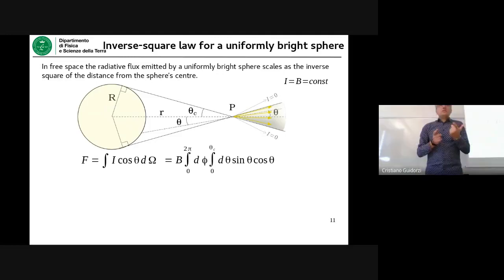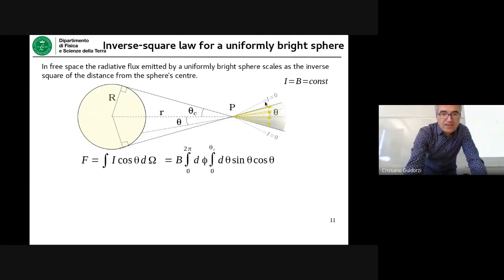And what are the boundaries of the integral over the polar angle? Well, between 0 and what? The angle which defines that cone, which I called theta c. You see, theta c is the boundary case, the rays corresponding to the limiting cone. So this is theta c. You cannot go beyond theta c. Beyond theta c, I is 0.